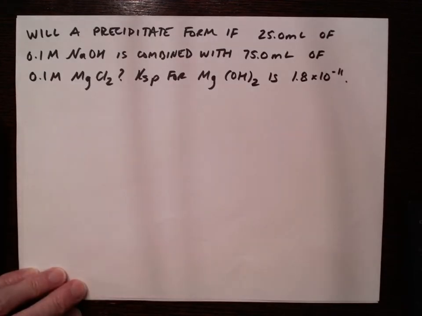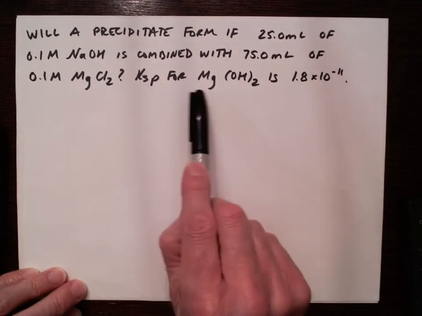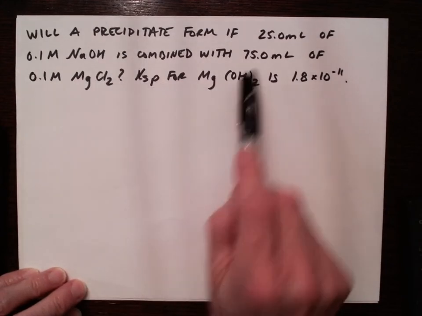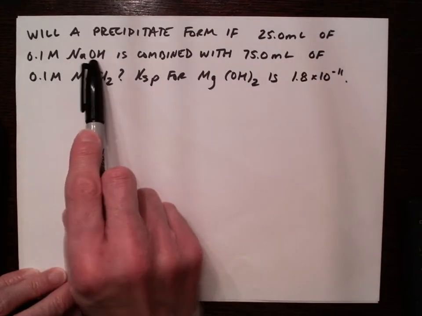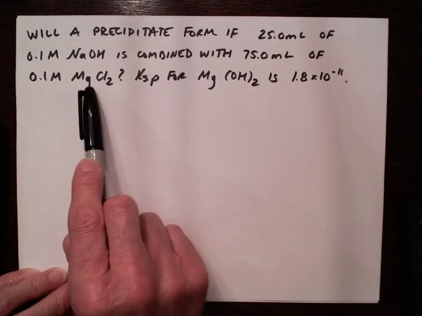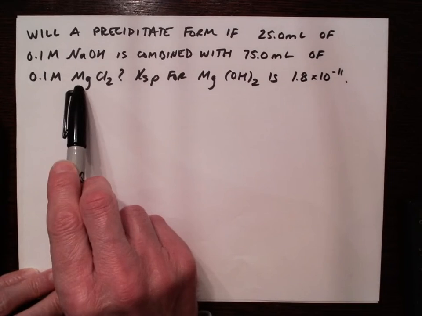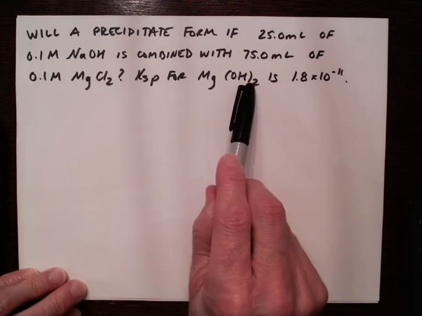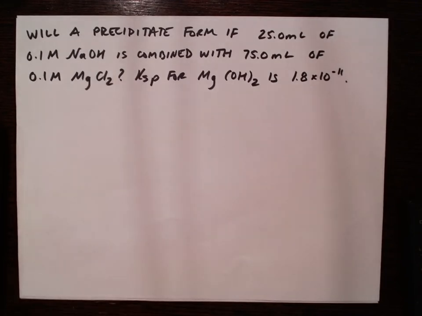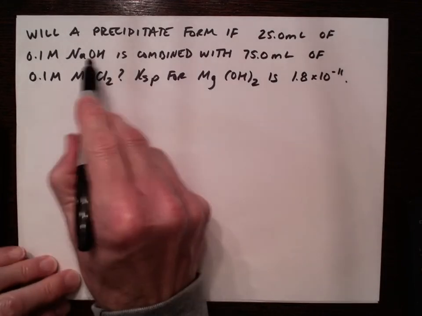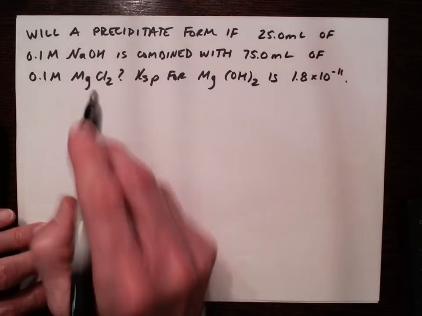All right, we're going to finish up chapter 18 with this problem. We're going to try to see if a precipitate of magnesium hydroxide is going to form if we mix 25 mils of 0.1 molar sodium hydroxide and 75 mils of 0.1 molar magnesium chloride. The salt that's going to form is magnesium hydroxide. The magnesium is going to come from the magnesium chloride, and the hydroxide is going to come from the sodium hydroxide. So I want to figure out what the concentration of hydroxide is going to be in the final mixture and the concentration of magnesium in the final mixture.